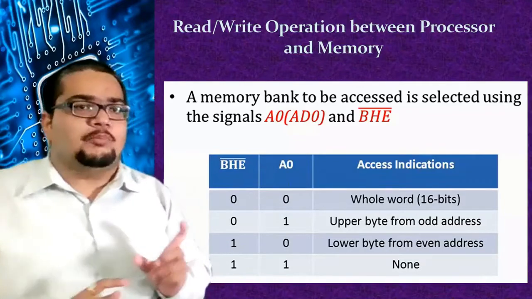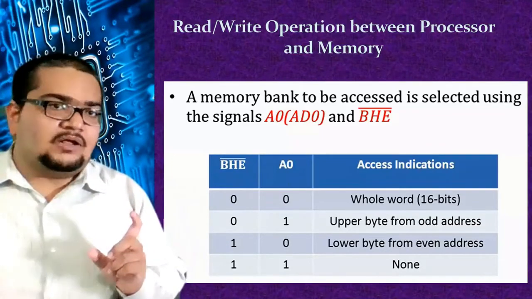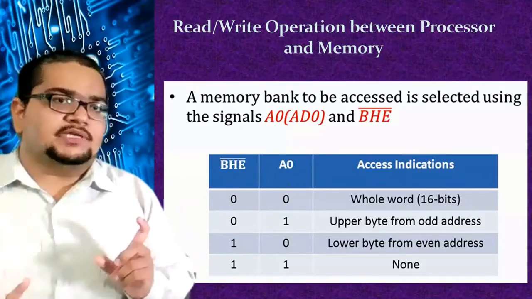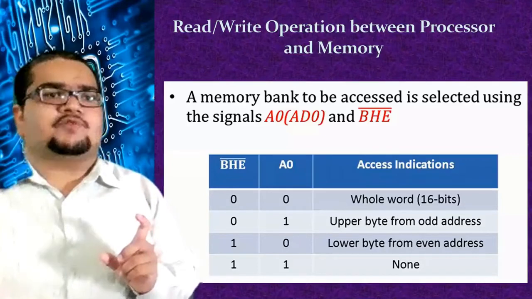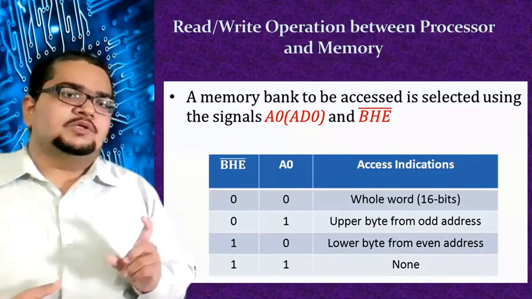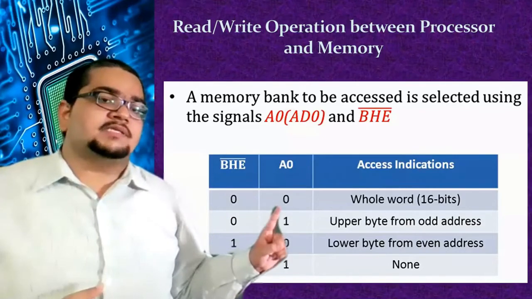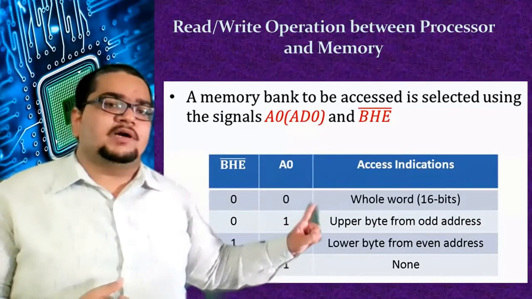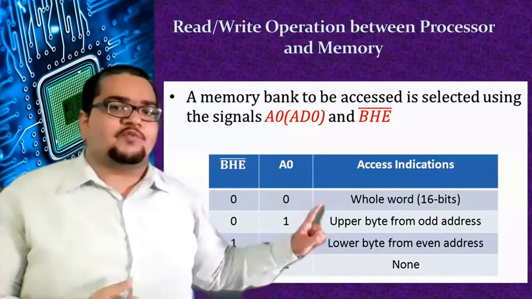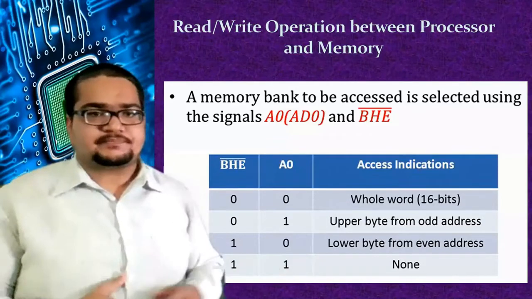A word is of 2 bytes. Okay, a whole word of data can be either read from or written to the memory location. So both operations are possible. Either you are giving the data to the memory or fetching the data from the memory. So for that, you have to set the signals BHE bar as 0 and A0 as 0. It will give you a whole word, that is 16 bits of data access, either you read the data or write the data.